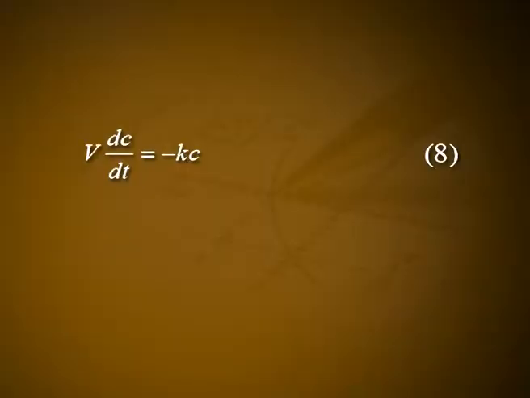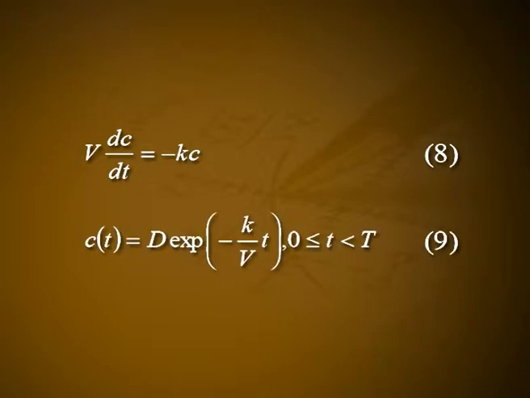Now, let a dose D of a medicine be given to a patient at regular intervals of duration T each. The medicine also disappears from the system at a rate proportional to C(t). For the concentration of the medicine in the bloodstream, the differential equation given by the continuity principle is V dC/dt is equal to minus k C. Integrating this equation, we get C(t) is equal to D e raised to minus k/V t, where 0 is less than or equal to t less than T.